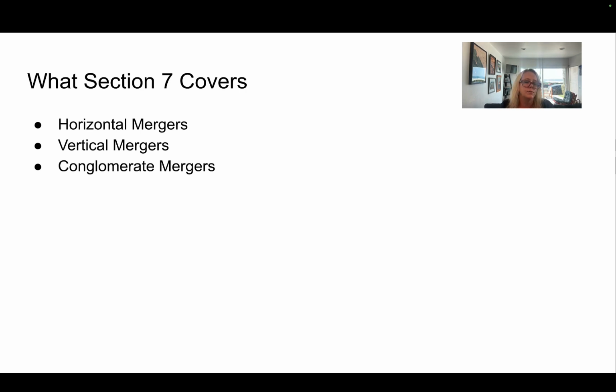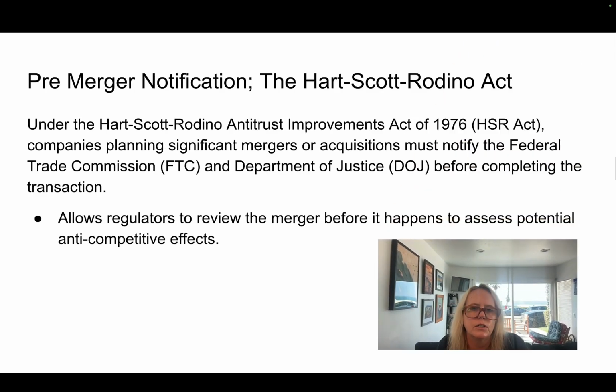Section 7 involves horizontal mergers, vertical mergers, and conglomerate mergers. Conglomerate mergers are mergers of companies that have completely unrelated business activities, so an airline buying a car manufacturer. Under Section 7, the Hart-Scott-Rodino Act requires companies planning significant mergers to notify the FTC and the DOJ before completing the transaction. This gives regulators the opportunity to review the merger and assess the potential anti-competitive impacts.